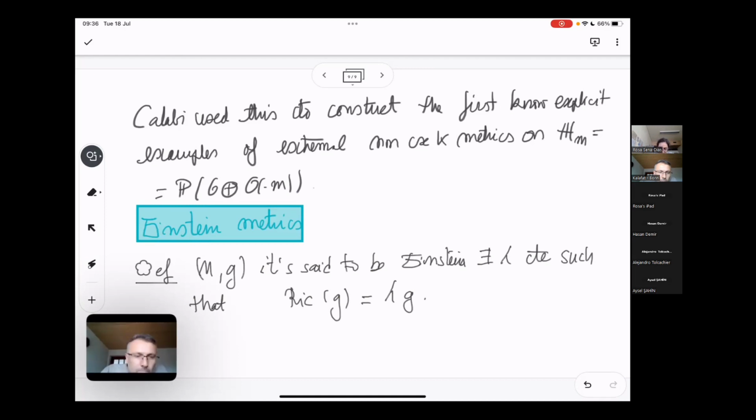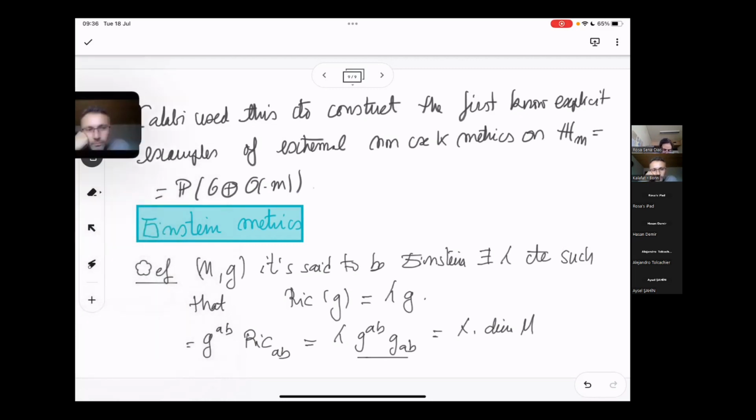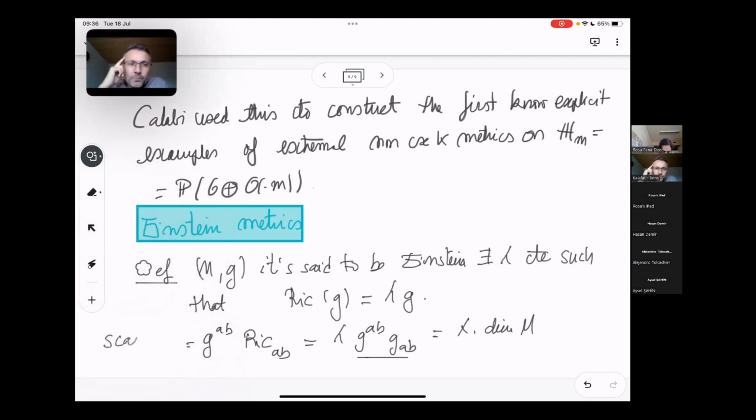One of the first things to say about this definition is that Einstein metrics have constant scalar curvature. And the reason is the following. If you take the equation there, you can just trace it with the metric. You trace both sides. Now, this is just the dimension of the manifold. And this, on the other hand, is the scalar curvature, or depending on your conventions, it's proportional to the scalar curvature. So it follows then that the scalar is constant. So Einstein metrics have constant scalar curvature.